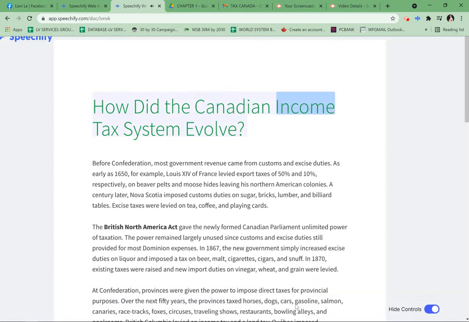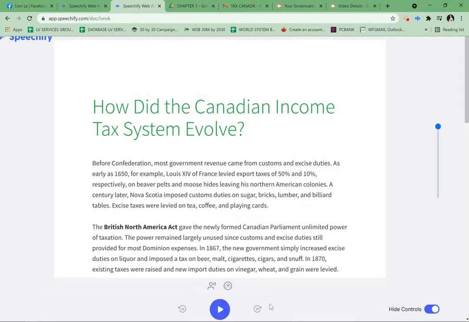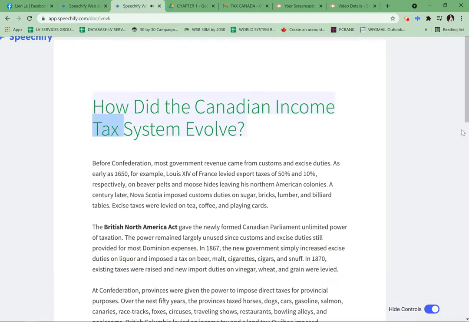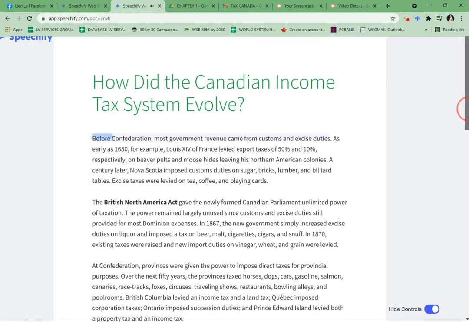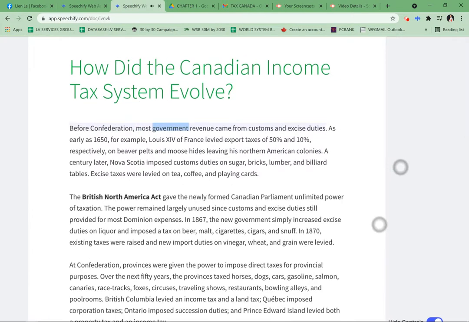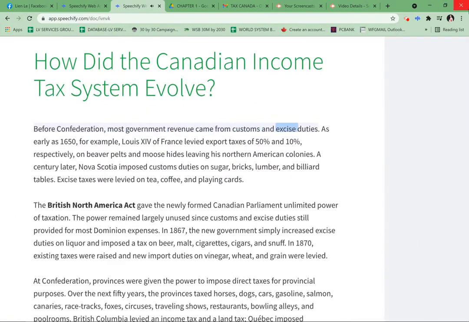How did the Canadian income tax system evolve? Before Confederation, most government revenue came from customs and excise duties.